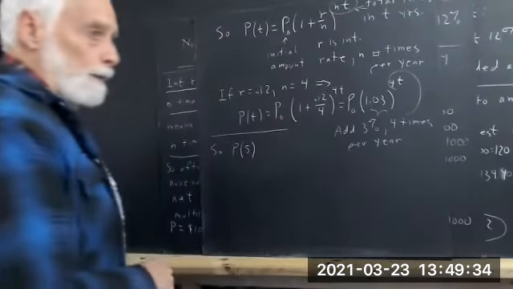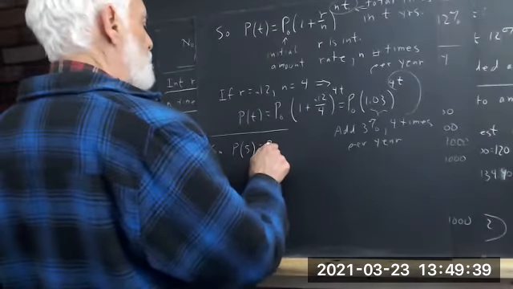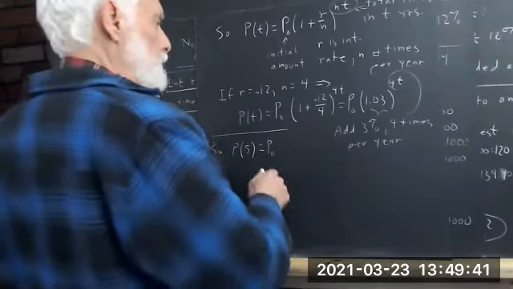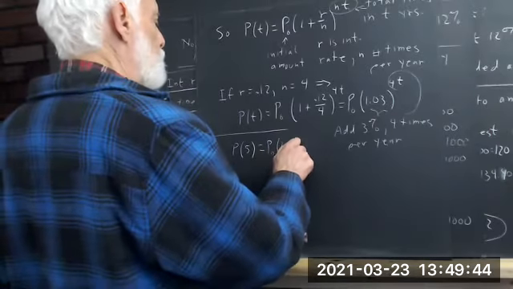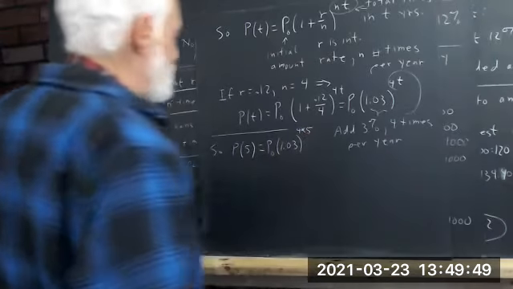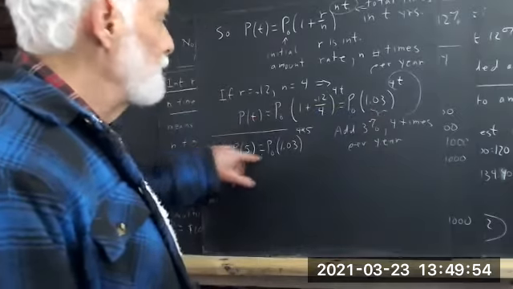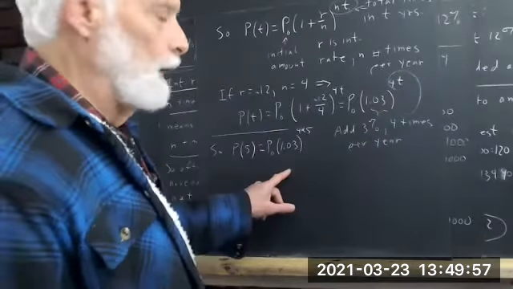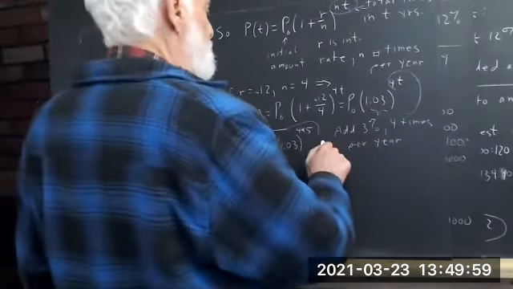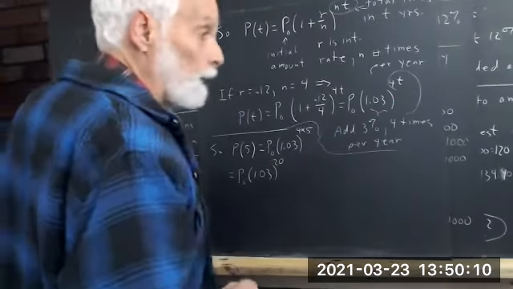So what's P of 5? P of 5 is initial principal, which I'll leave unspecified, times 1.03 to the 4 times 5. In other words, P of t is this. T is 5, so we plug in 5 for t, and here we have it. Well, then this equals P naught times 1.03 to the 20th power.